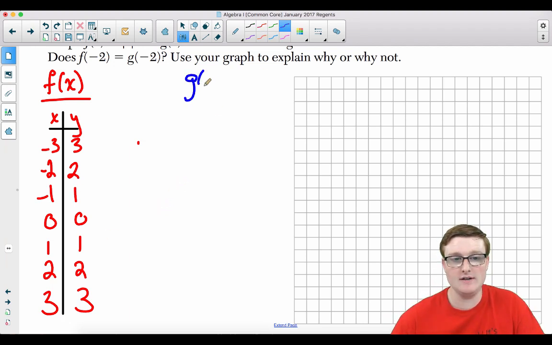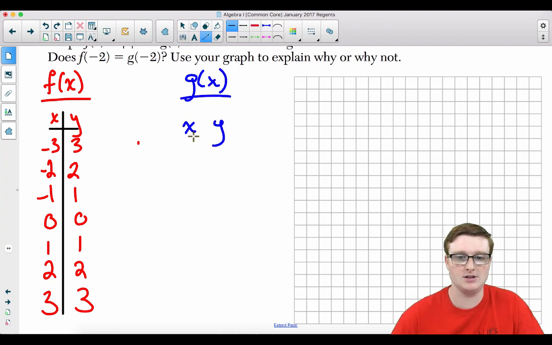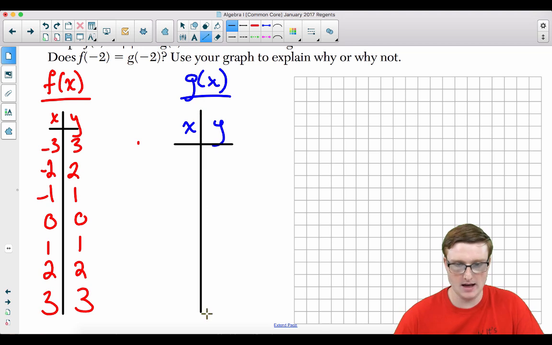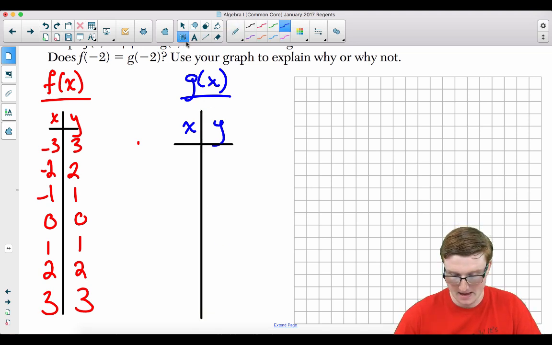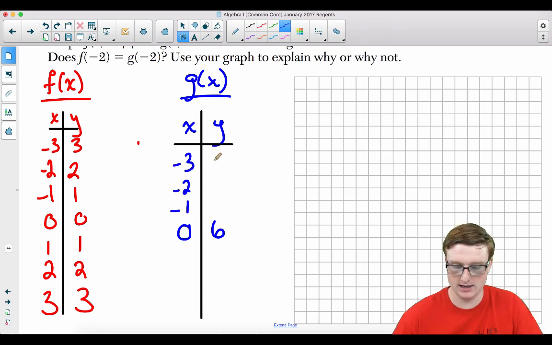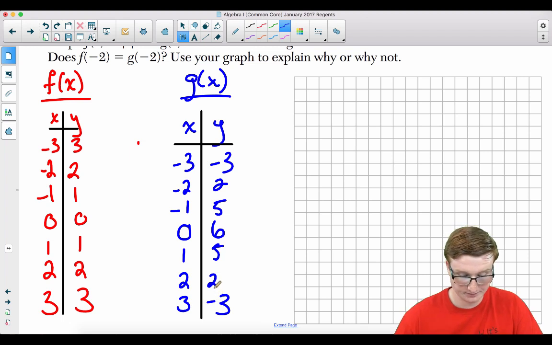Now, g of x, which is your parabola, that is going to be these values. Well, the vertex is at 0, 6. So I'm going to go 3 above, 3 below. So -1, -2, -3. That's going to be -3, 2, and 5. 1, 2, and 3. We get 5, 2, and -3.